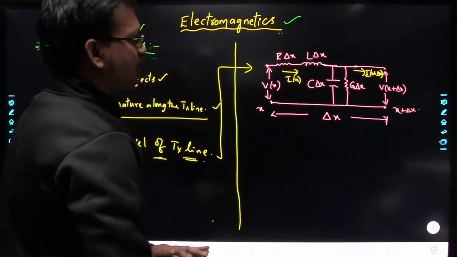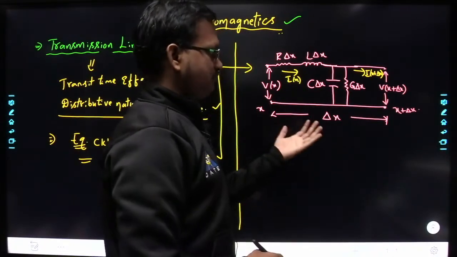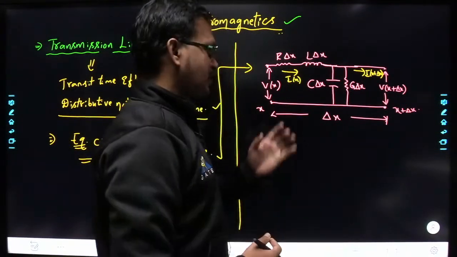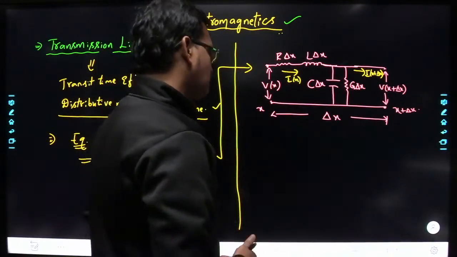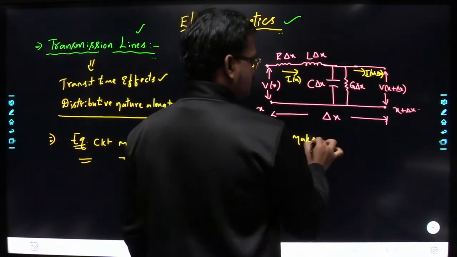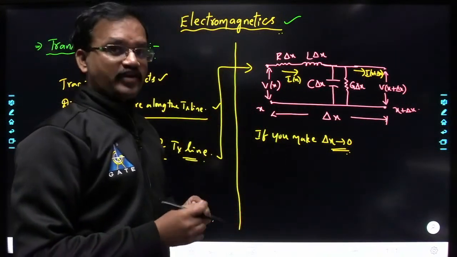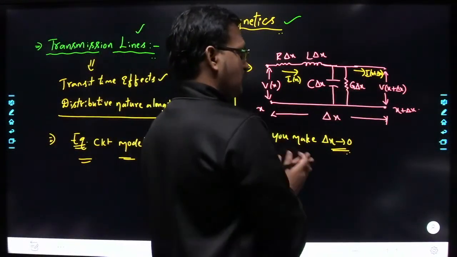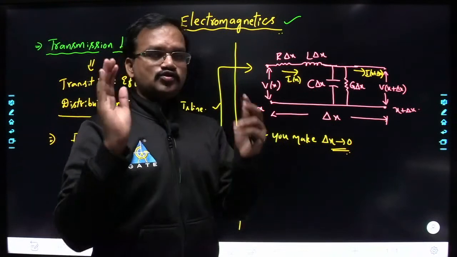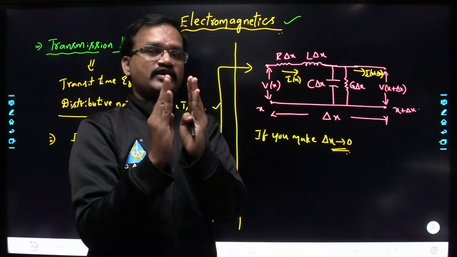Understood? Okay. Now, I have already told that because of transit time effects, we should not apply KVL and KCL to a transmission line. But here we can apply KVL and KCL under one condition. If you make delta x tends to 0, then the change in spatial phase shift between source and load will be almost negligible. Yes or no? If you make delta x tends to 0, then source and load will be almost at the same location. So in this case, we can neglect the spatial phase shift between source and load.